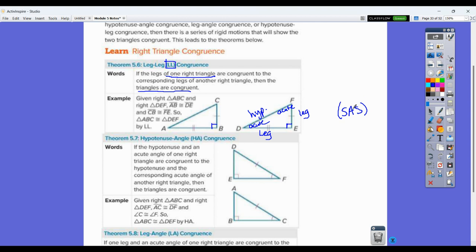Now, sometimes you'll want to state that the angles are congruent, but sometimes you already know you have a right angle or a right triangle, and therefore there's no reason to say they're congruent in this case. So that's the first one.